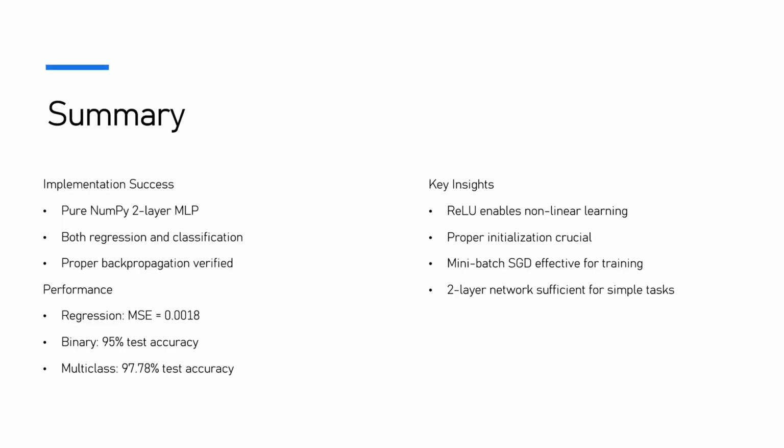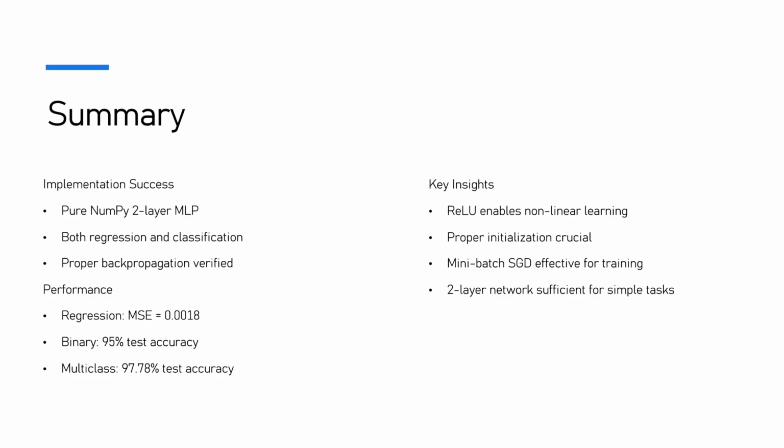To summarize part 1, we successfully implemented a two-layer multi-layer perceptron from scratch using only NumPy. The implementation handles both regression and classification tasks through a unified framework. Our experimental results validate the correctness of the implementation. The regression task achieved an MSE of 0.0018, binary classification reached 95% accuracy, and multi-class classification achieved 97.78% test accuracy.